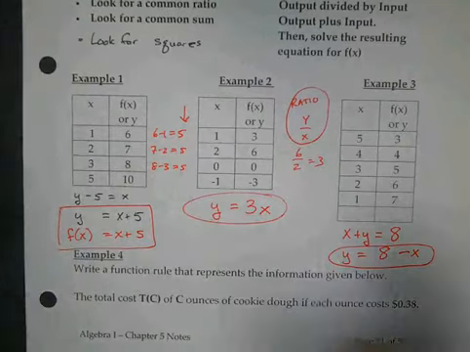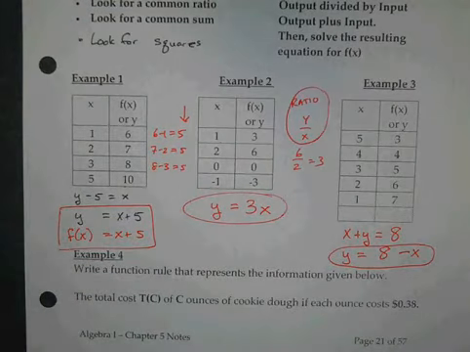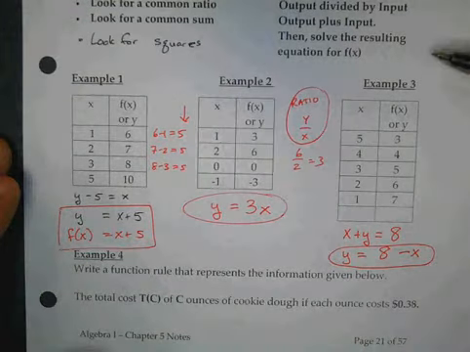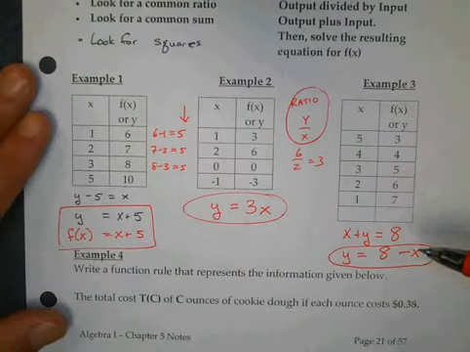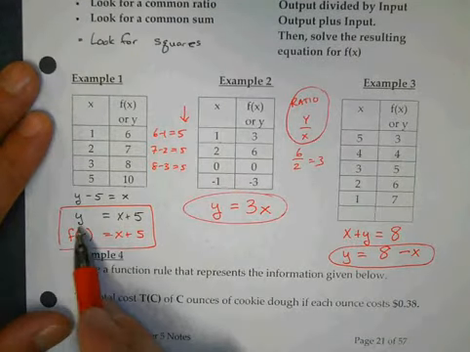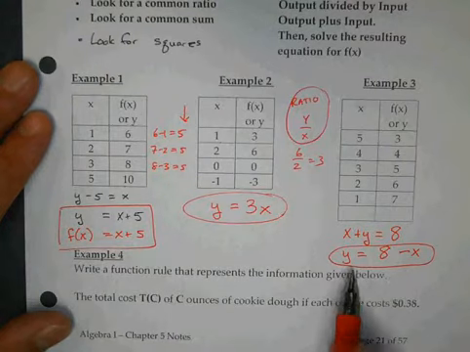Okay? You'll see some tables given to you on the homework today. You're going to try to figure out which of these patterns it fits with. Your final result, though, Sam, you want to always end up having y equals, y equals, y equals. All right. Come down here to the bottom.